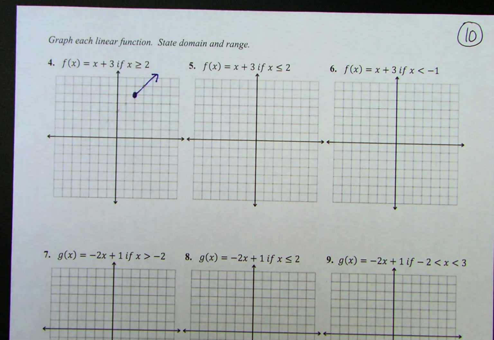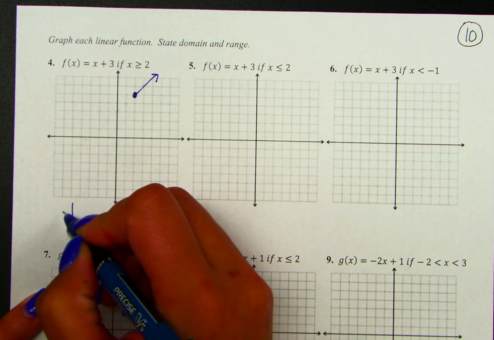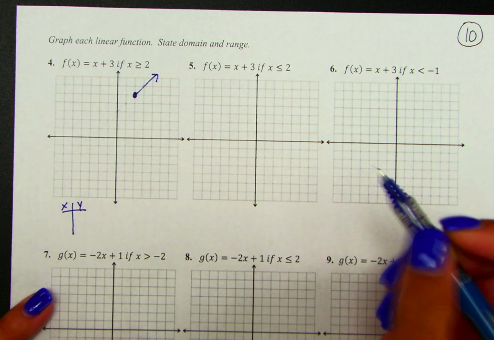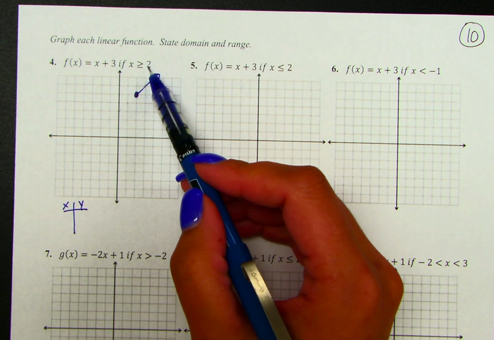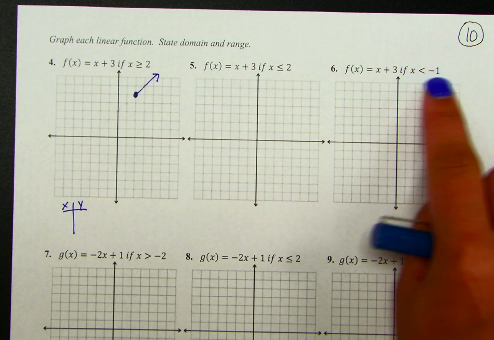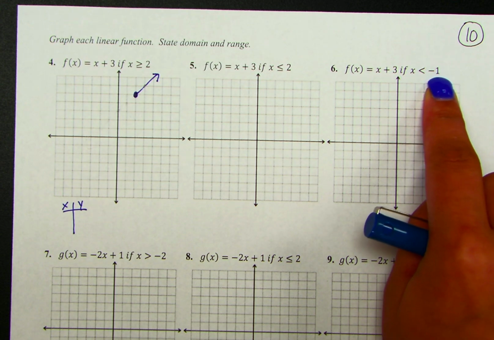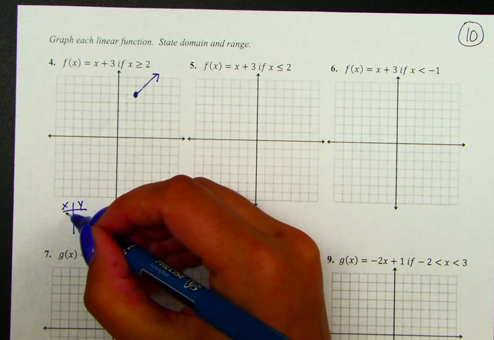So if you like that method and you want to use that method every time, you are more than welcome to do that. The second method, using the T-chart, is the one that I usually do every single time. So if we're going to use the T-chart method, so T-chart x and y, your first x value is always whatever this number is. And it doesn't matter what this symbol is. So even like on number 6, whatever this number is, that's the first number that I have to pick. So for number 4, I have to pick a 2.